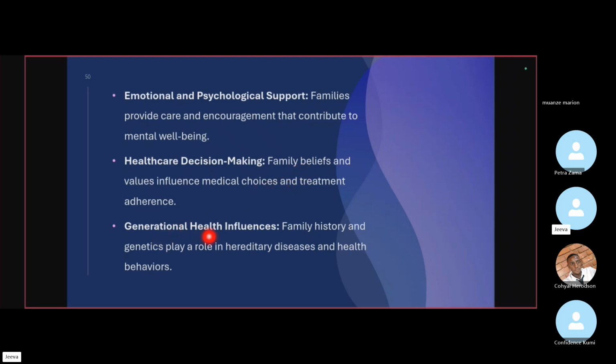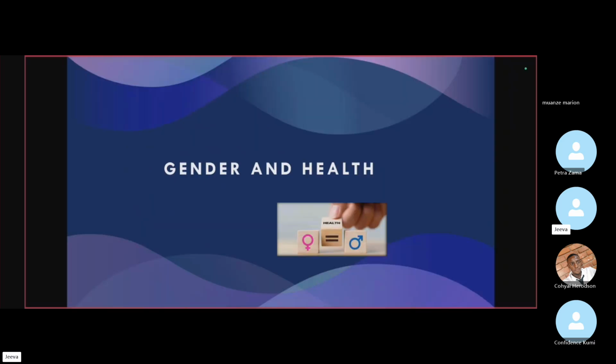Then generational health influences, like familial history and genetics, also play a role in hereditary diseases and health behaviors. Like those who have insulin resistance, like diabetes, it is one of the familial histories, right? If the father has it, it can be inherited by the kids also. So family history and genetics play a role in hereditary diseases. That is how your family has a role in the healthcare setup.